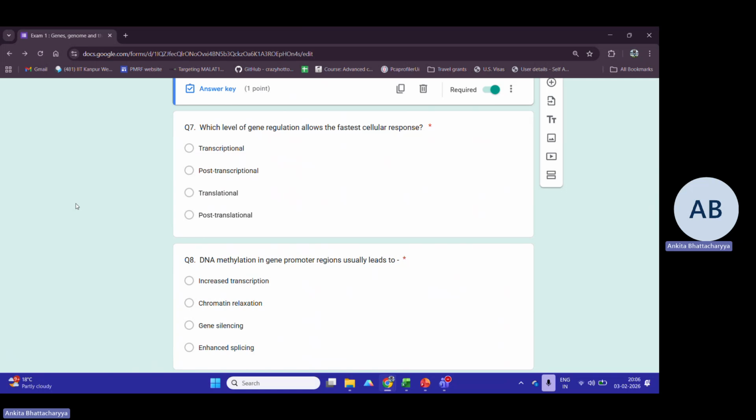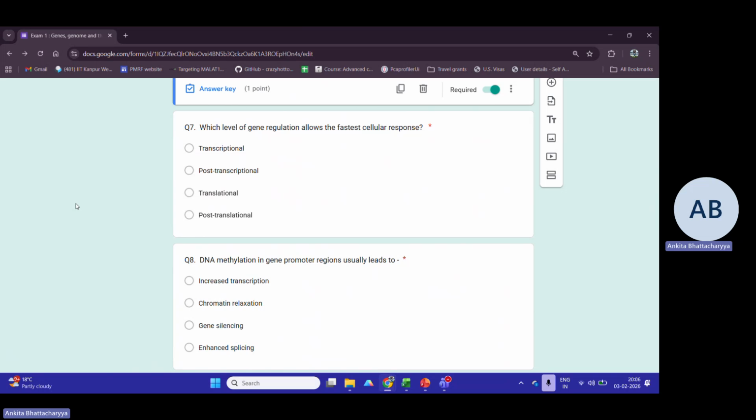Then the next question is, which level of gene regulation allows the fastest cellular response? Transcriptional, post-transcriptional, translational, post-translational. So the answer in this case is post-translational. Why so? Because the rest of the processes require a lot more external stimulus, and they are much more tightly regulated, and any shift in any of these processes can have very far-reaching effects.